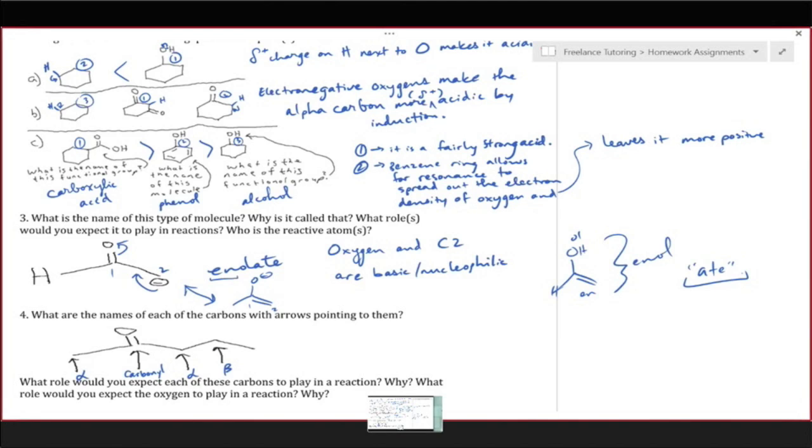What role would you expect this to play? Oxygen and C2 are basic and or nucleophilic because of the negative charges. Good. What's the name for carbon-2? The alpha carbon. Good. So we could say, more generally, the oxygen and the alpha carbon are basic or nucleophilic, but in this case it would be C2, so what you wrote down was correct.